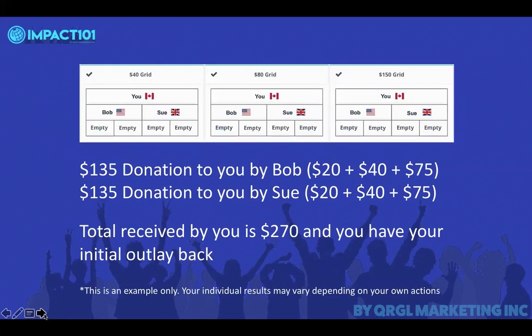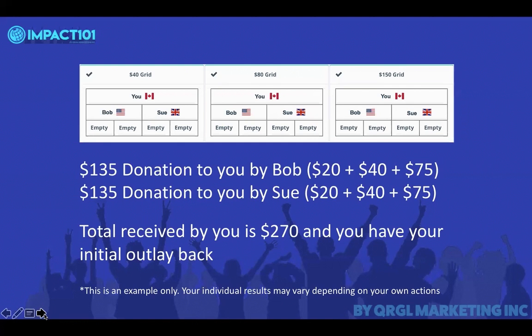You share this with some people, and Bob and Sue both get the picture and join you. They start with the first 3 grids just like you did. They each make a $135 donation to you as their inviter. They also make a $135 donation to the other person they fell beneath in the grids.